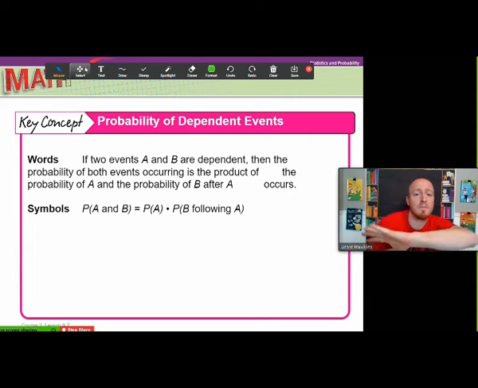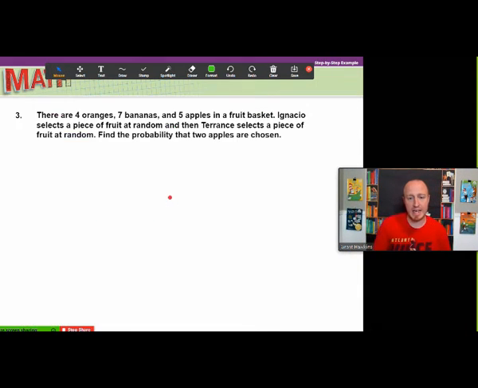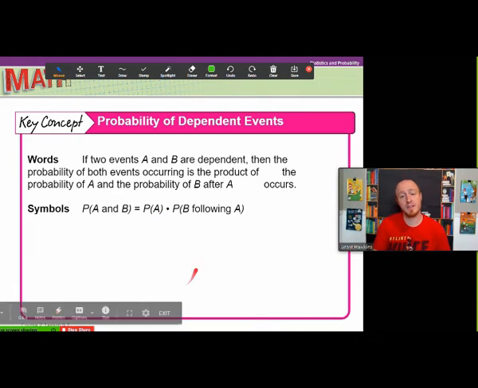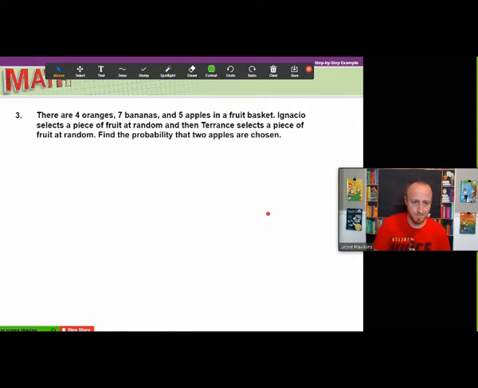Dependent events. If two events A and B are dependent, the probability of both occurring is the product of the probability of A and the probability of B after A occurs. In other words, probability of A and B equals the probability of A times the probability of B following A. I know, it makes it sound so confusing, doesn't it? It's still multiplying the probabilities of both events. You just have to be smart. Think about how one affects the other.